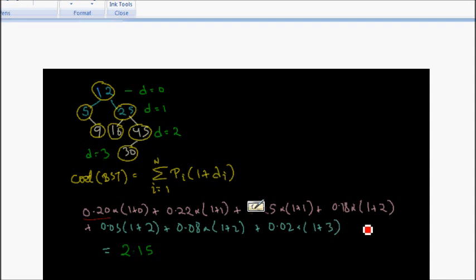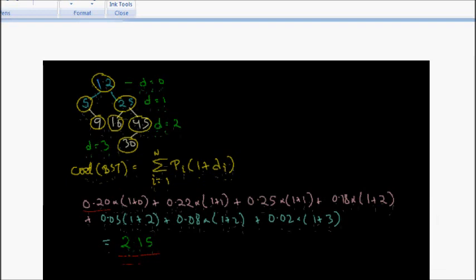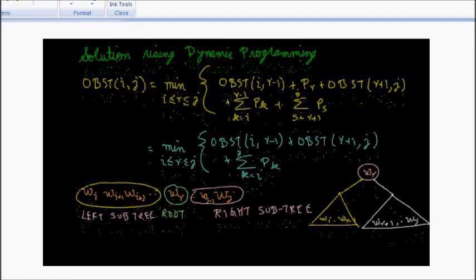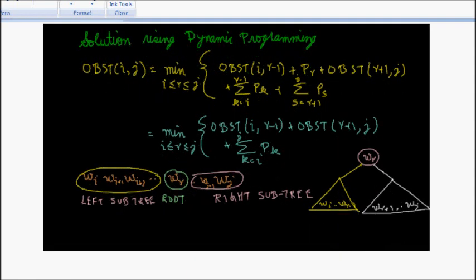So next, we have 3 things at level 3 or depth of 2. So I calculate all these and it comes out that the cost, if the binary search tree is constructed like this, will be 2.15. And now my question is, for all these possible constructions, I have to find the minimum possible cost. So what should be done, how to solve this problem? And here we see that we will try to form a dynamic programming solution to this problem.